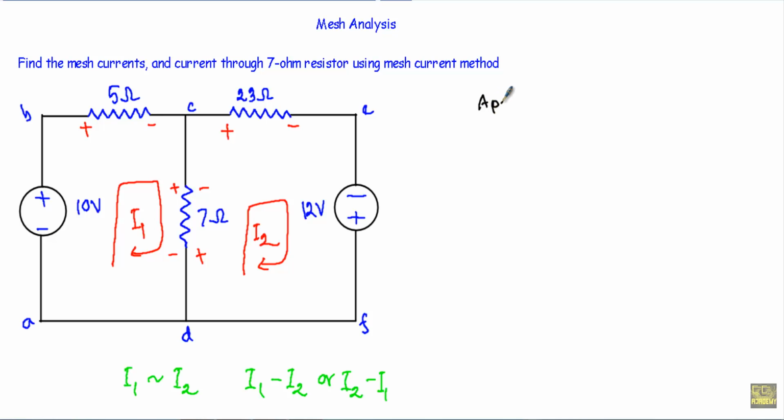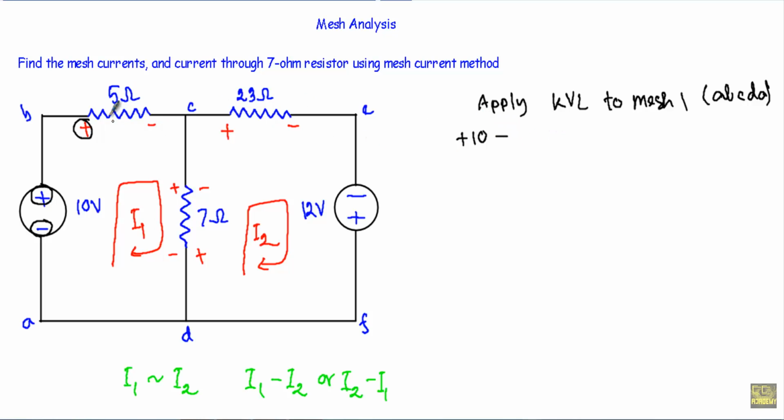Let's say I will apply KVL in mesh 1, that means A, B, C, D, A. From this A terminal to B terminal, I will encounter this 10 volt source and its negative terminal first, positive terminal later. Therefore, its voltage will be positive, plus 10. After that, I will encounter this 5 ohm resistor from B to C and its positive terminal first, negative terminal later. Therefore, its voltage will have a negative sign.